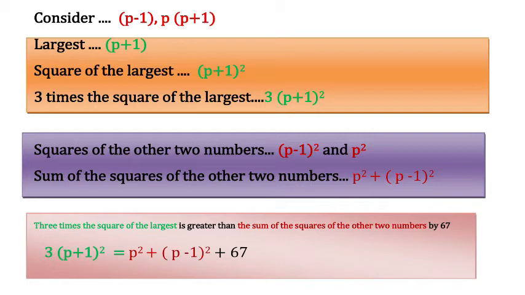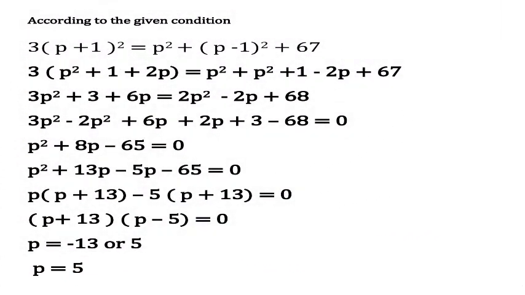3 times the square of the largest, 3 into (p plus 1) whole square, is equal to the sum of the squares of the other two numbers, that is p square plus (p minus 1) whole square. This value is exceeded, or greater than the other value, by 67. Whenever we get words like more than, greater than, increased, exceeds, we represent that by using the plus sign. So according to the given condition, write down this slide as a solution in your classwork.